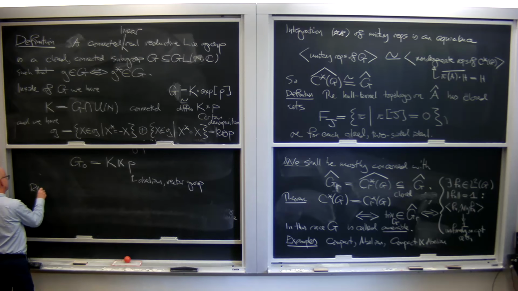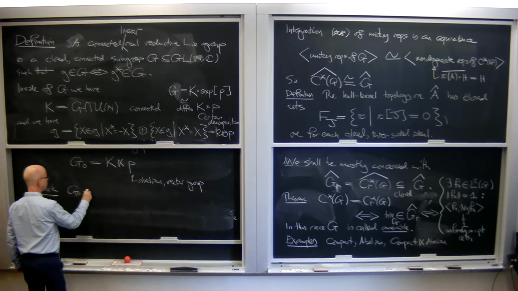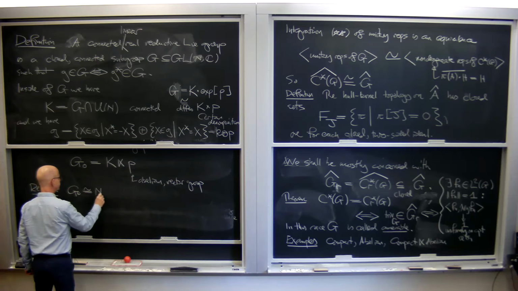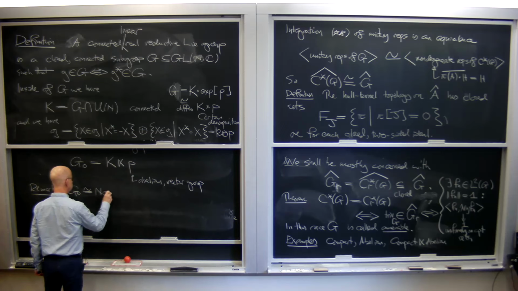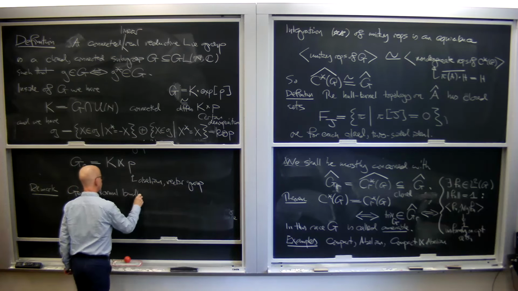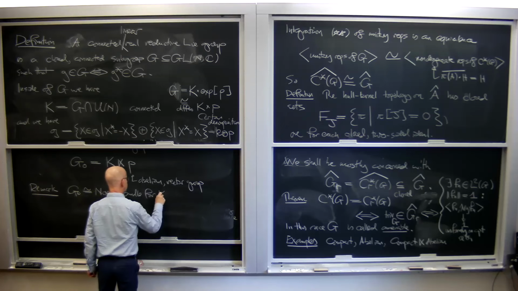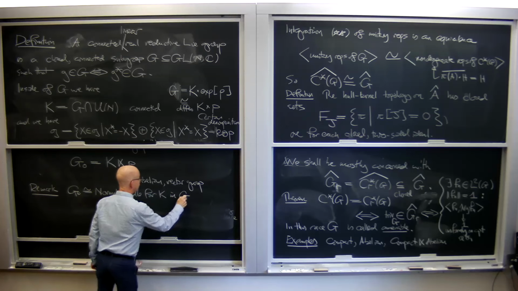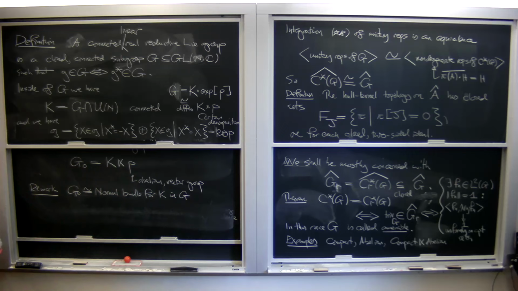For example, you can think of this as the normal bundle for K inside of G. A normal bundle is just a vector bundle, but G0 is a group, and it's like a first order approximation to G in a very small infinitesimal neighborhood of K.